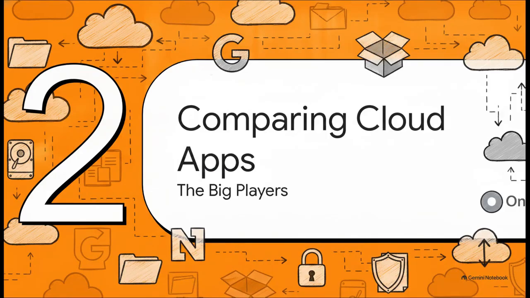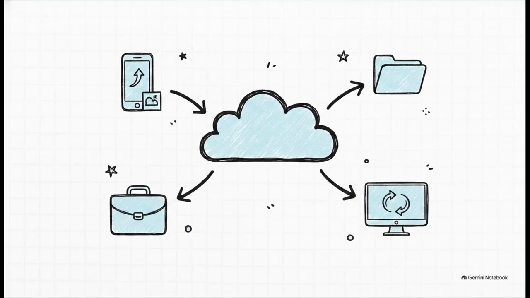Moving on to section 2, comparing popular cloud applications. When we look at the market, a few heavy hitters definitely dominate the landscape. We've got Google Drive, Microsoft OneDrive, iCloud Drive, Dropbox, Mega, and Box. Honestly, chances are your digital life is already fragmented across 2 or 3 of these ecosystems without you even realizing it. Your personal phone might back up to one, while your workplace uses another.